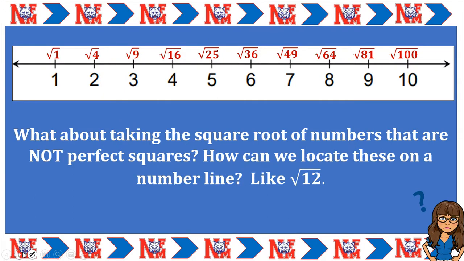Okay, now let's talk about taking the square root of a number that's not perfect. So we're really going to be squeezing the square root of 12 in between the two perfect squares that we locate on our number line. So let's take a look at the number line.